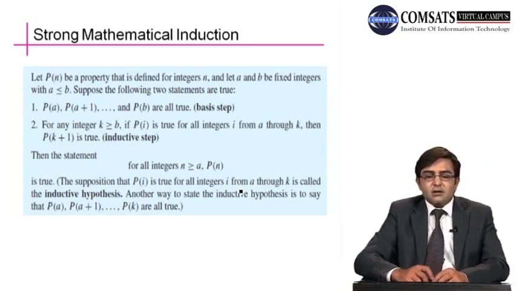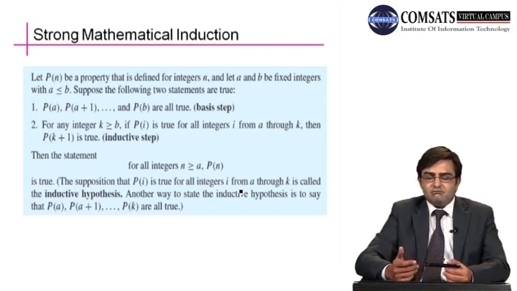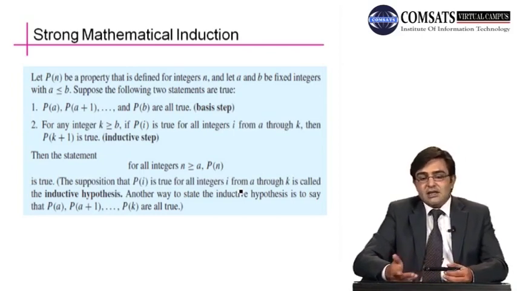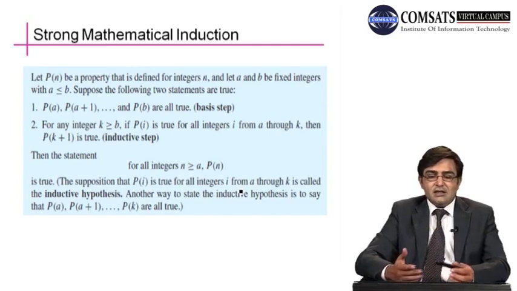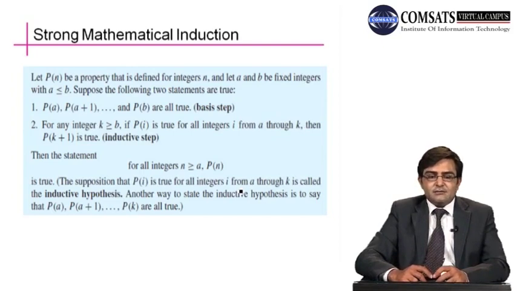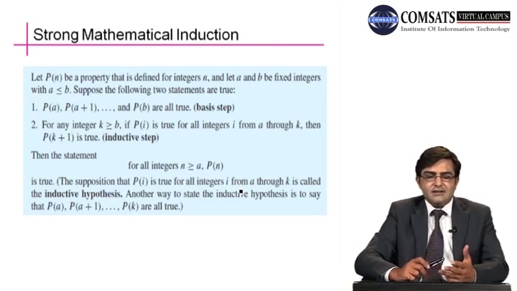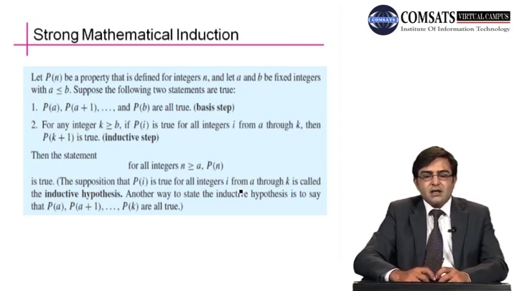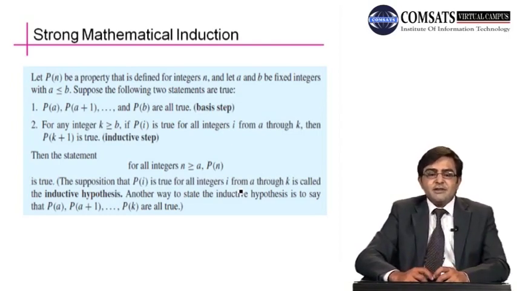We'll see it now. P of n be a property that is defined for integers. It could be divisible property, it could be inequality, it could be property of sequences, as we have discussed in previous slides. And let a and b be fixed integers such that a is less than or equal to b. Here we have two additional integers a and b, such that a is less than or equal to b. Suppose the following two statements are true.